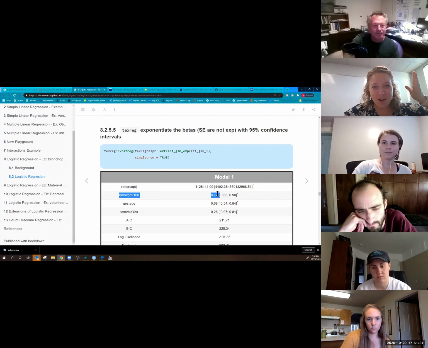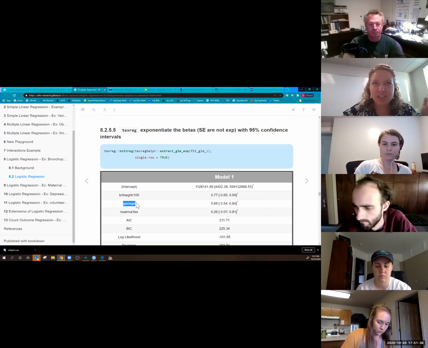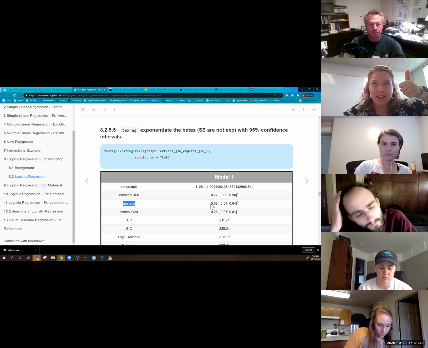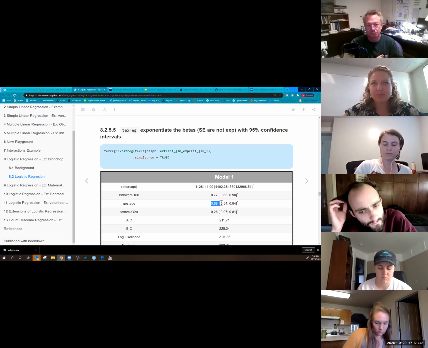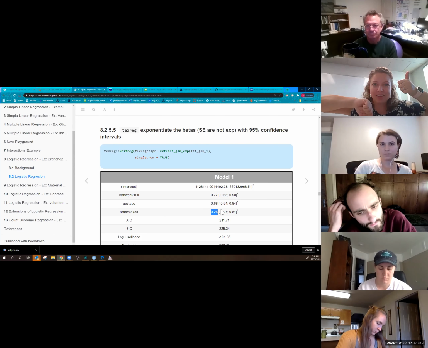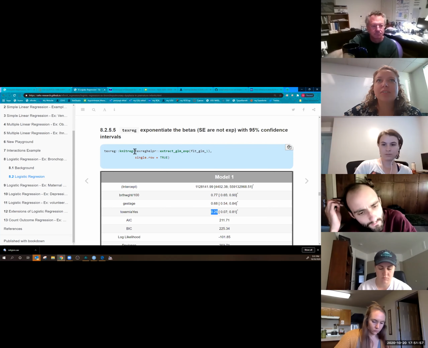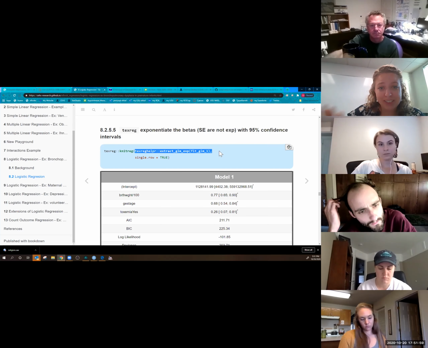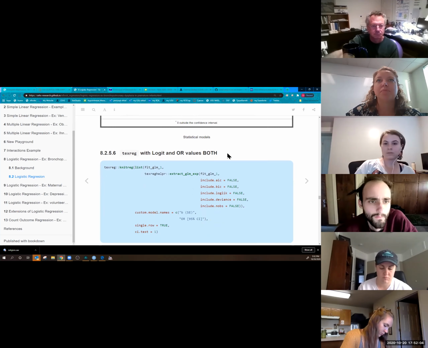This is lower than 1. How much lower? You subtract 0.23 to get to the 0.77. For gestational age, for 1 week older a baby, the odds go down 32%. If mom has toxemia, yes, the odds go down 74% versus if she did not have toxemia. So this TechReg helper function is really nice for exponentiating the betas so we can interpret them for logistic regression.